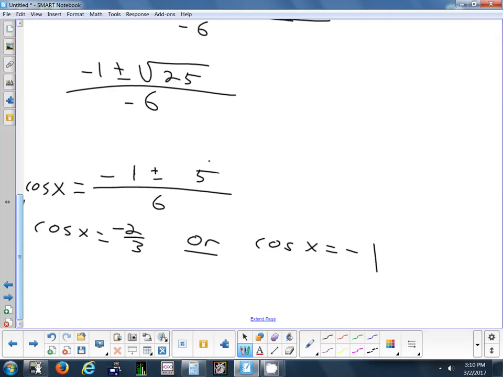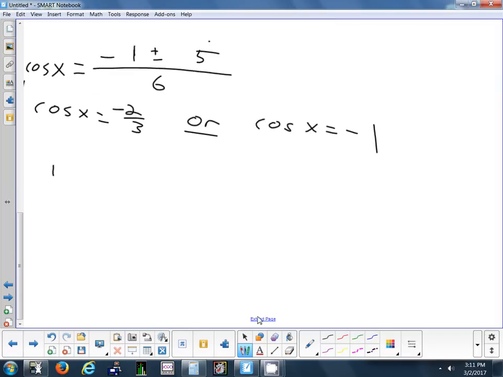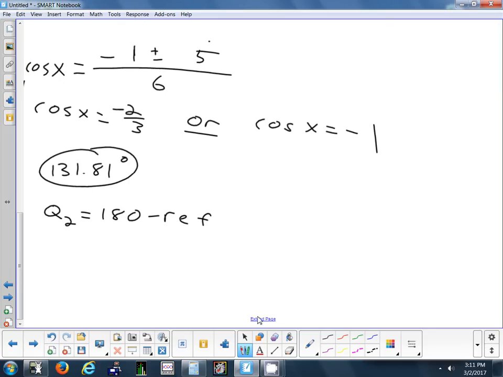How do we do the one on the left? We just want to solve for x. Take the inverse cosine of negative 2/3, and we get 131.81. What quadrant is that in? That's quadrant 2. So is that a reference angle? No, because it's bigger than 90. If you're in quadrant 2, you do 180 minus your reference angle. This is the quadrant 2 answer.